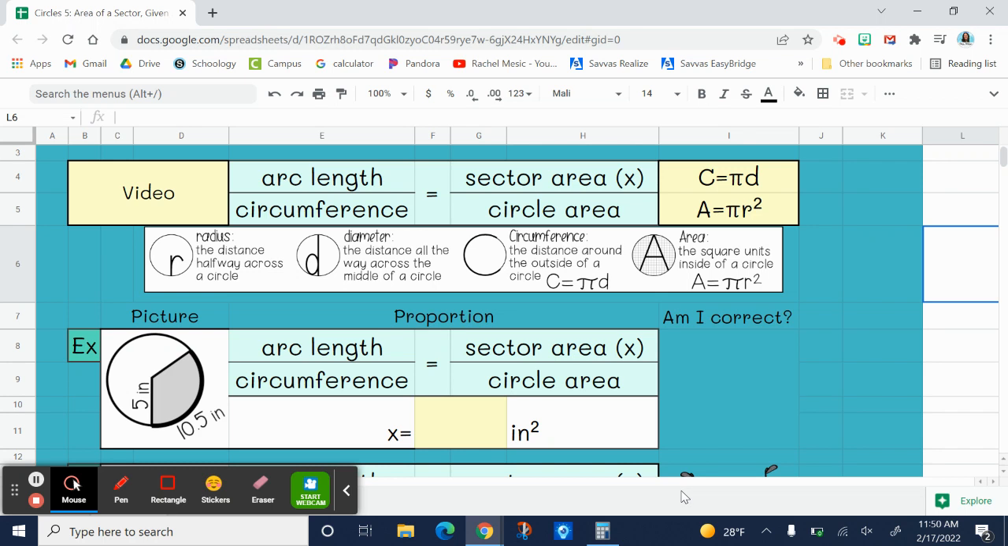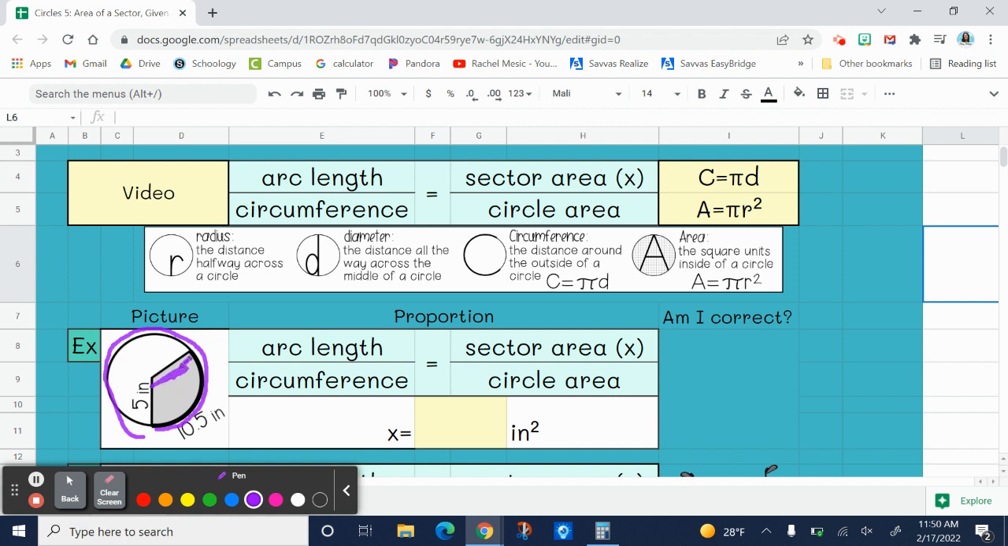Today we're going to work on finding the area of a sector. A sector is a piece of the circle, like a piece of pizza, okay? And we're going to use this proportion up here to figure it out. So the arc length, arc is like the crust. So this arc here is part of the whole circumference. It's kind of about 1/3 of it.